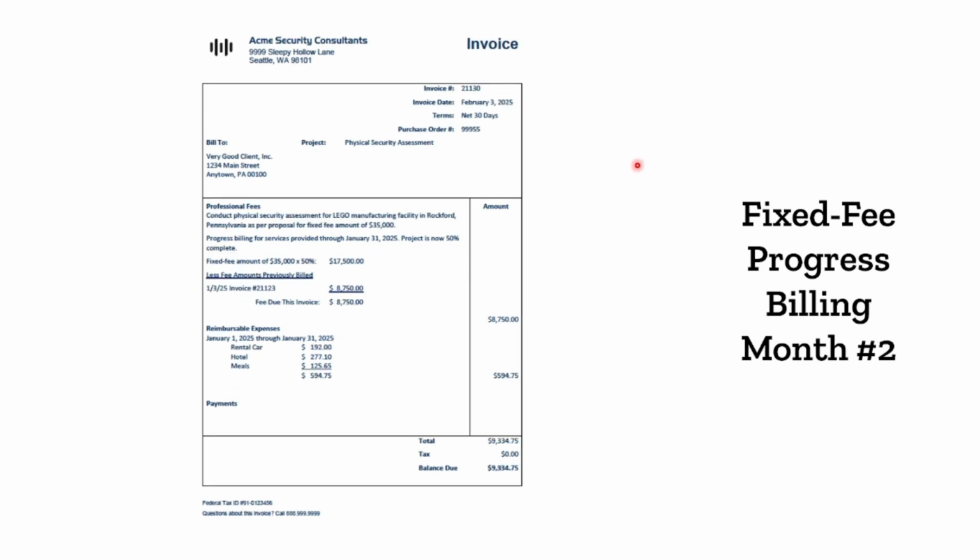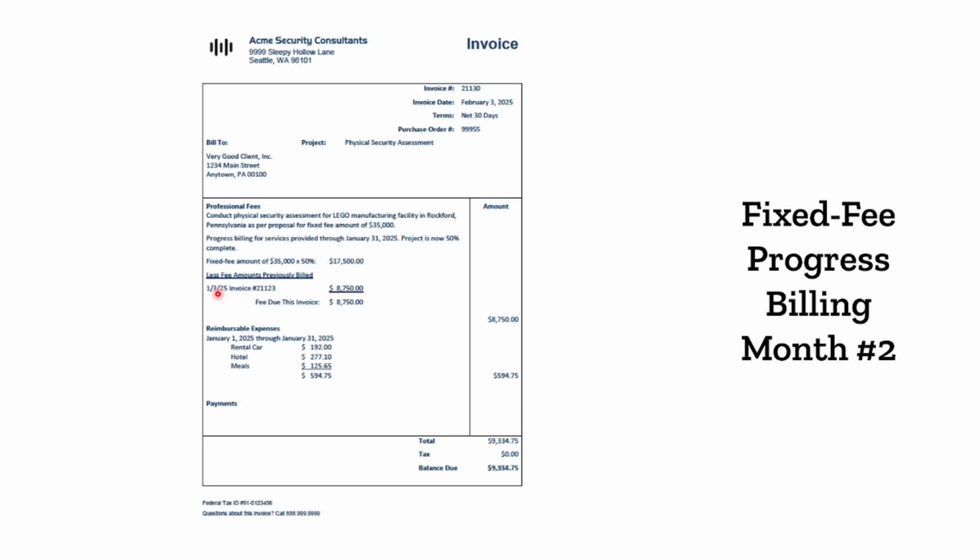On the second month, you would invoice the client in a similar manner. The date of this invoice is February 3rd, 2025. As of this date, the project is now 50% complete. So you would calculate the amount of the fee that has been earned to date by taking $35,000, the fixed fee, times the 50% completion rate. This means that you have earned $17,500 as of this date.